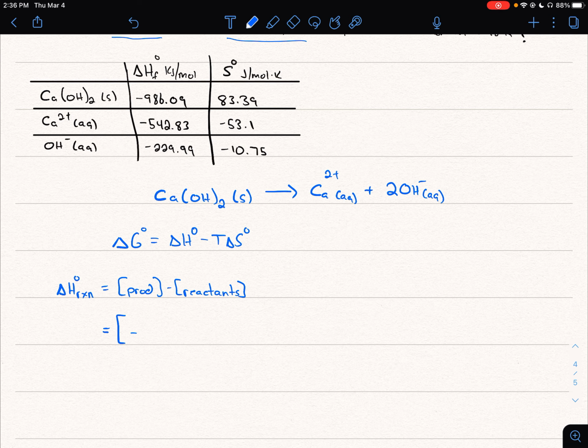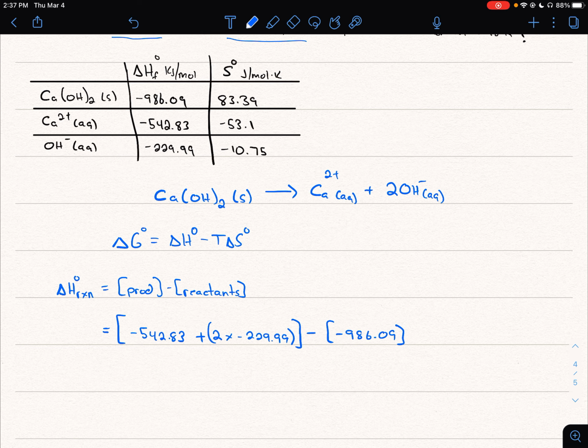So for this, the sum of our products is going to be that calcium 2 plus, which from the table we can see is negative 542.83. And then we're going to add to that, and now note we have 2 hydroxides, so I'm going to do 2 times negative 229.99. And so that would be our products. And then from that we have to subtract our reactants, which is the calcium hydroxide solid, which is negative 986.09.